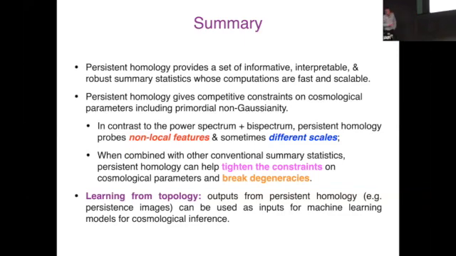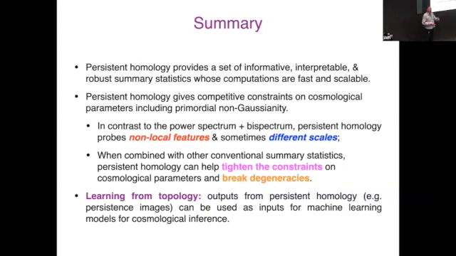And in comparison to the power spectrum and the bispectrum, the advantage of doing persistent homology is that it probes non-local features. It tells us a lot more than lower point correlations, and sometimes it can probe different scales. And this means that when combined with other conventional summary statistics, we can get tighter constraints on cosmological parameters and break degeneracies.